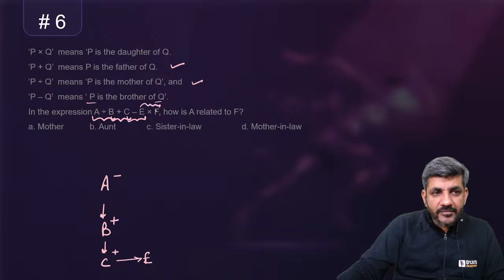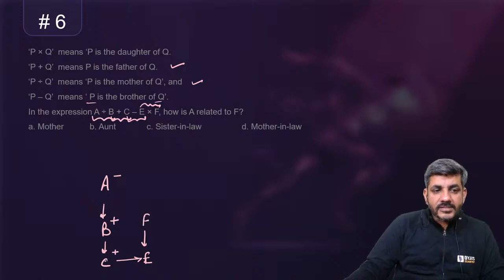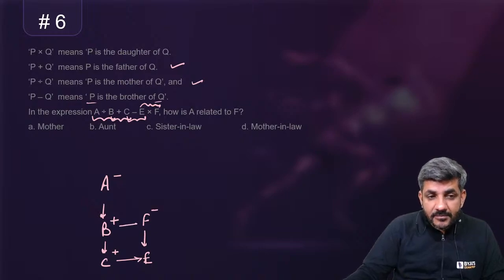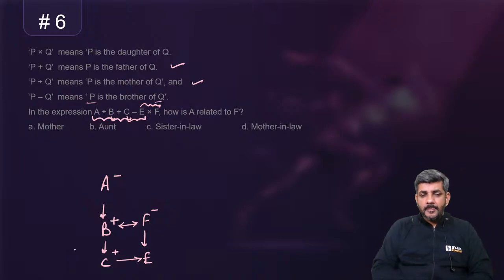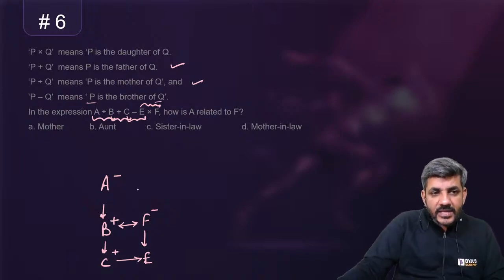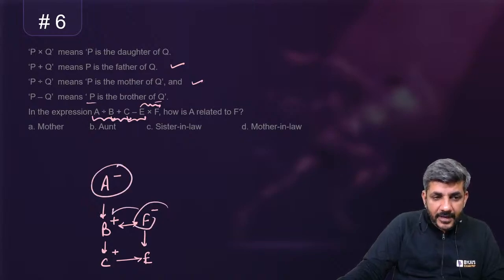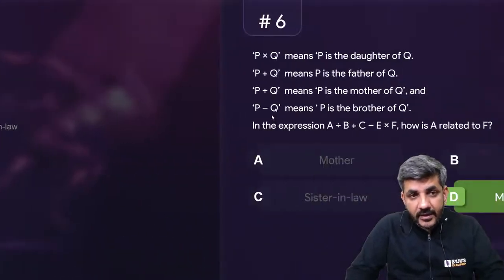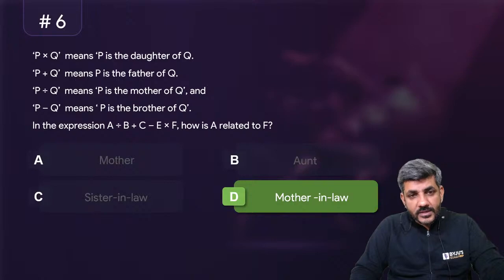And E cross F. E cross F का मतलब है E is the daughter of F. So E is the daughter of F का मतलब ये हुआ. Now C and E are siblings. C's father is B. So E's mother must be F. That B and F must be married to each other. B and F must be married and they have the kids C and E. Question is, how is A related to F? A is the mother of F's husband. F के husband की mother is mother-in-law. So my answer is option D. Mother-in-law is the right answer for question number 6.